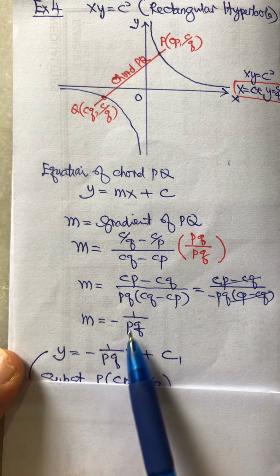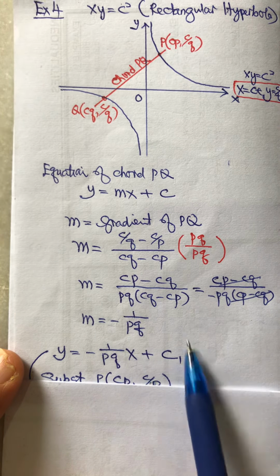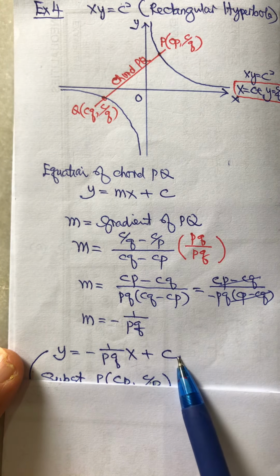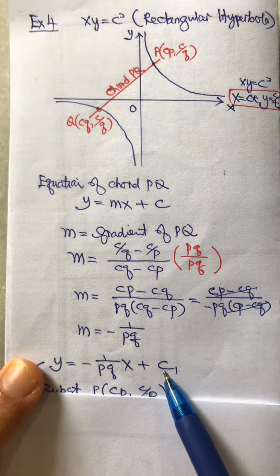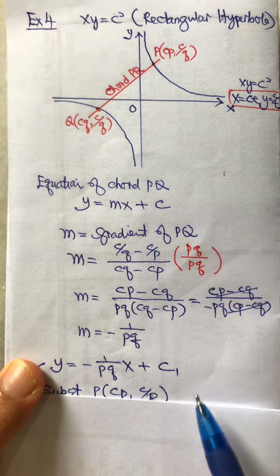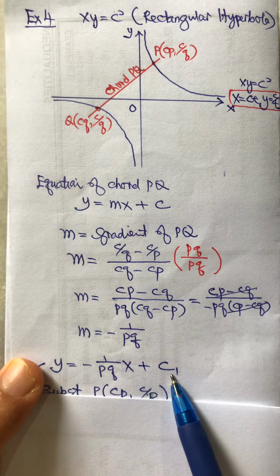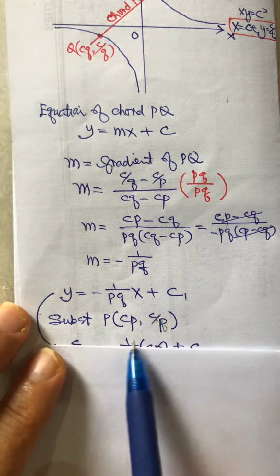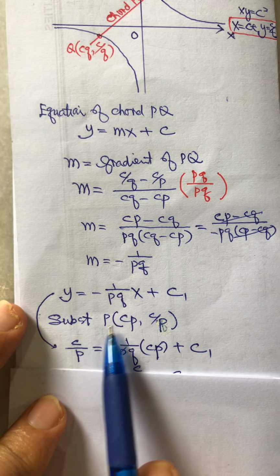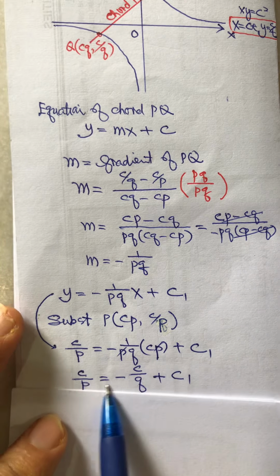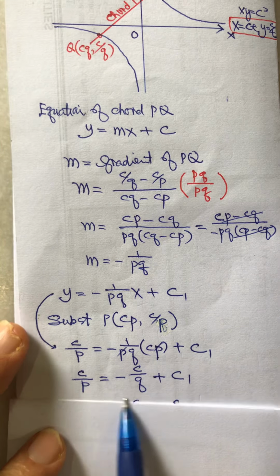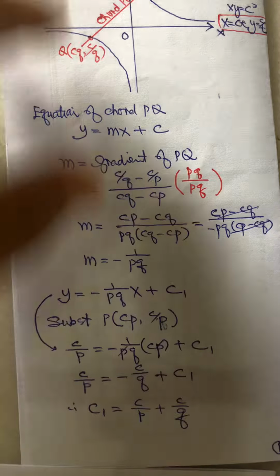And then y equal to mx plus c1. So now you want to find the c1, because I don't want you to confuse this c with the c here. This c and c are different. This is the y-intercept. Okay, so we just substitute the point P here. Substitute the point P, then substitute inside (cp, c over p). Everything substitute, then you can get the c1.